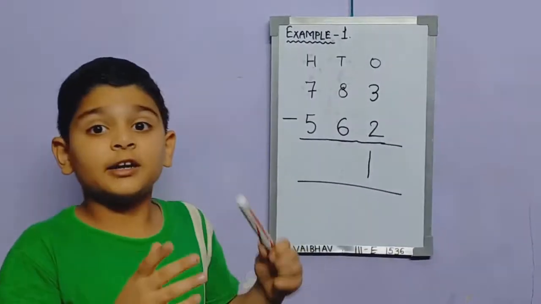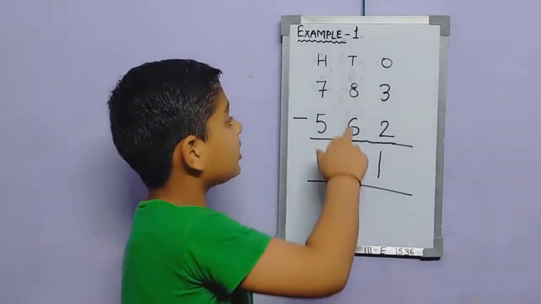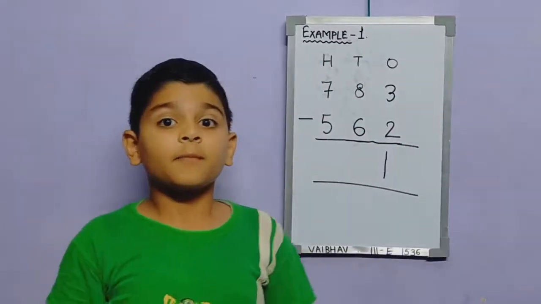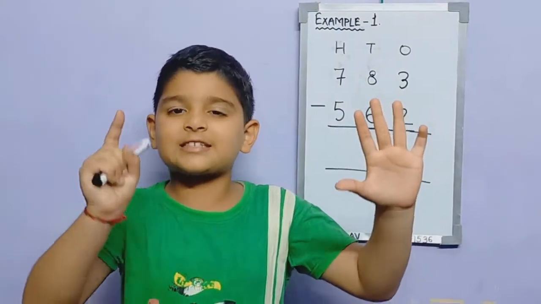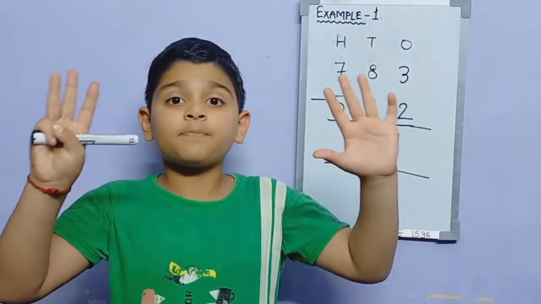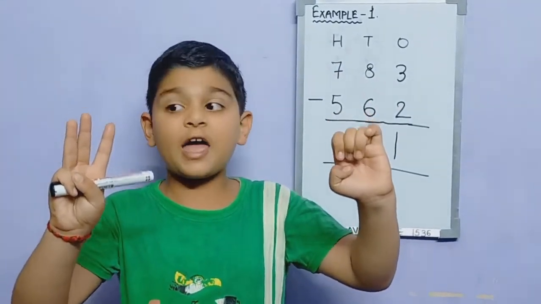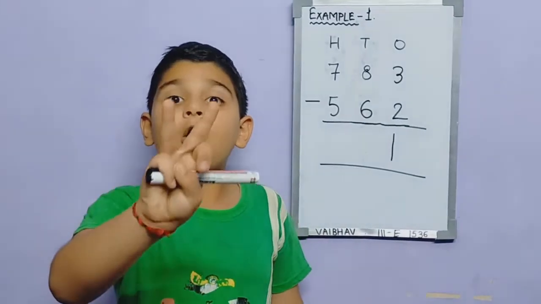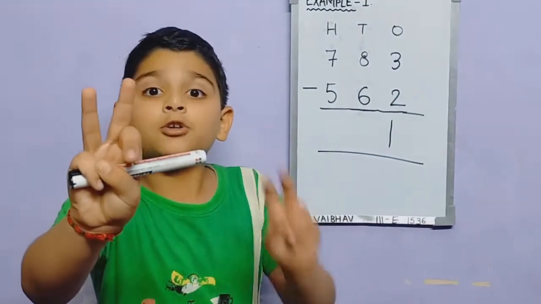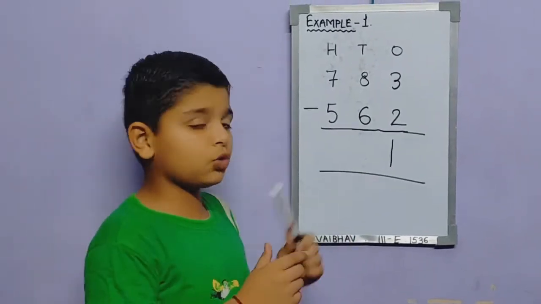So friends, now we will come to the tens place. Tens place is 8 minus 6. 5, 6, 7, 8. Now I have to minus 6 fingers. 1, 2, 3, 4, 5, 6. Now how many fingers are left? 2 fingers. Very good, friends. Now I will write 2 here.